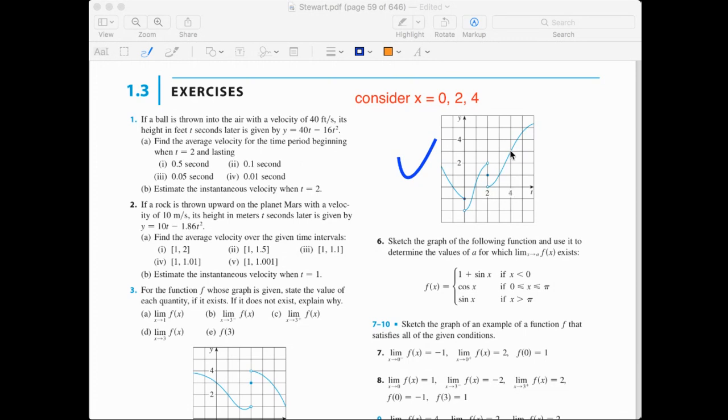What about at 4? The left limit is 3, the right limit is also 3, and the function value is 3. All right, so this covers the 3 situations. Let's see, anybody has any question?